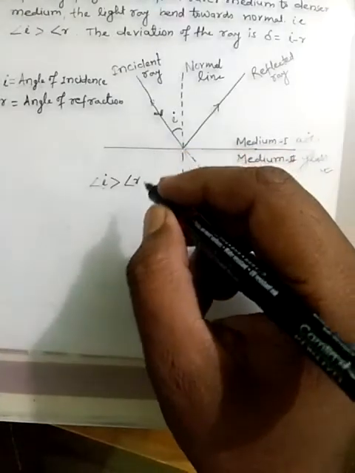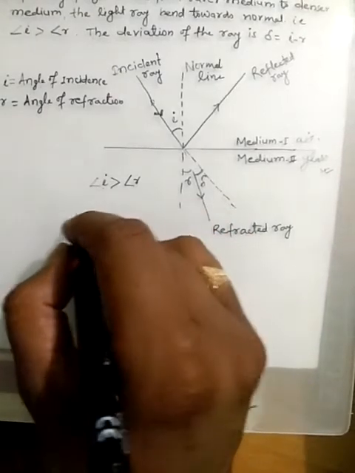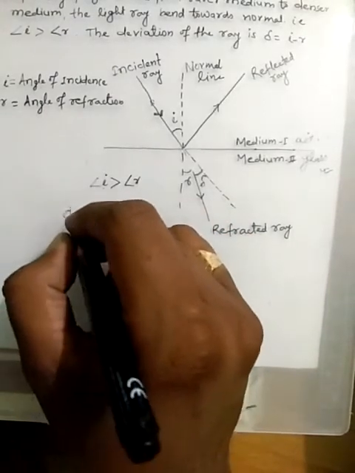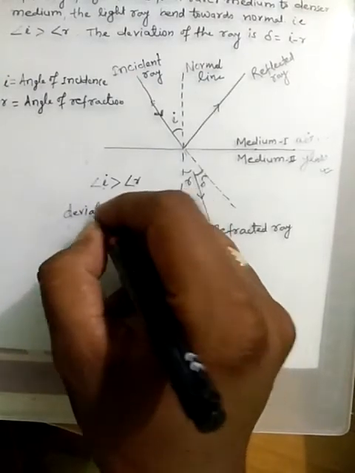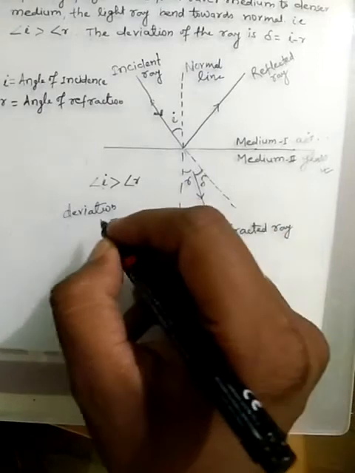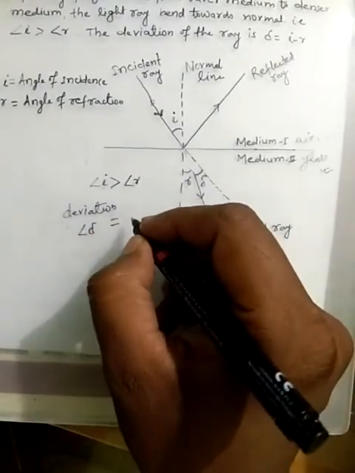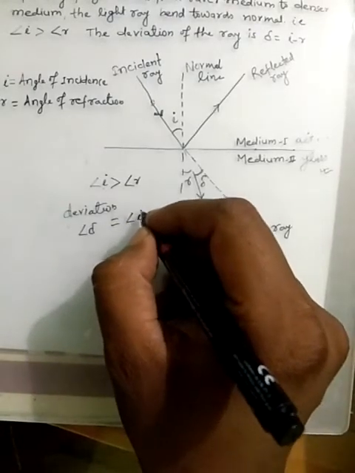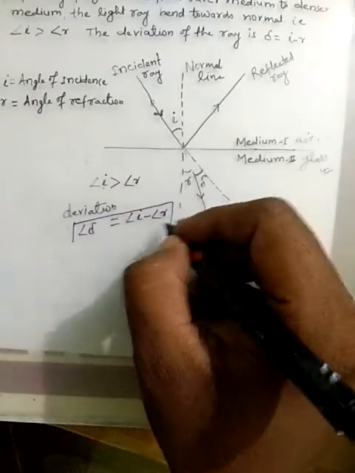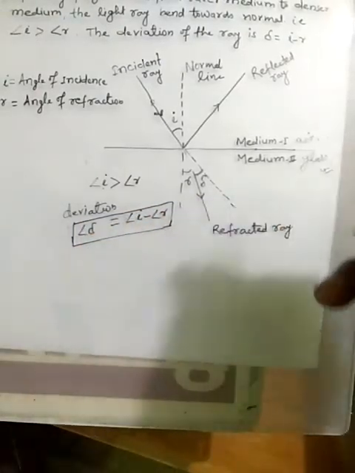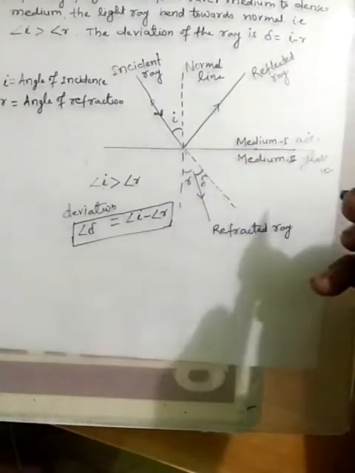That is, the angle of incidence is more than the angle of refraction, and the deviation is represented as delta. Delta will be equal to angle i minus angle r. This is the deviation when light rays pass from rarer medium to denser medium.